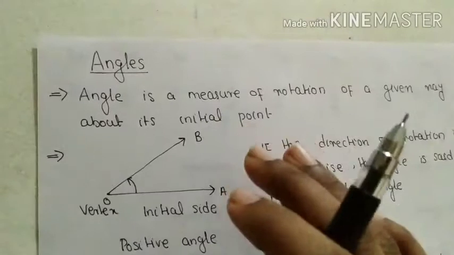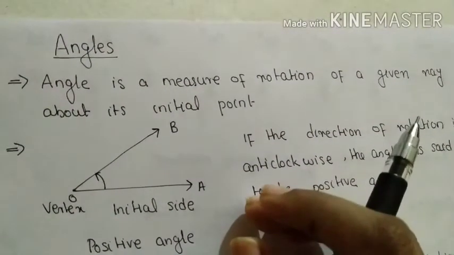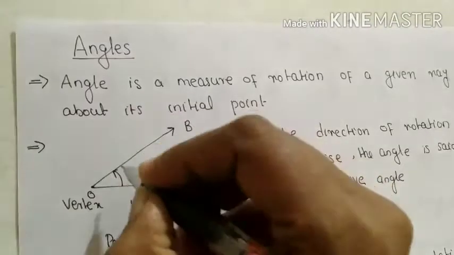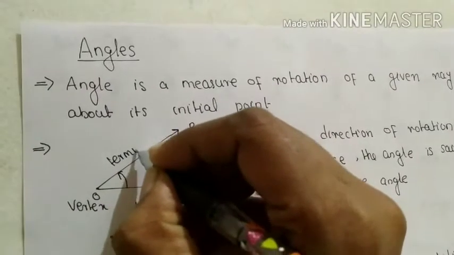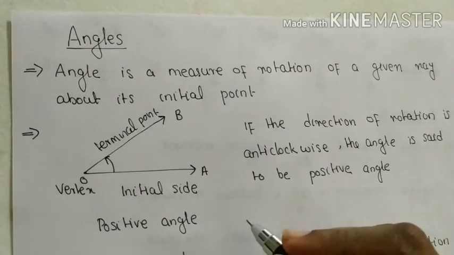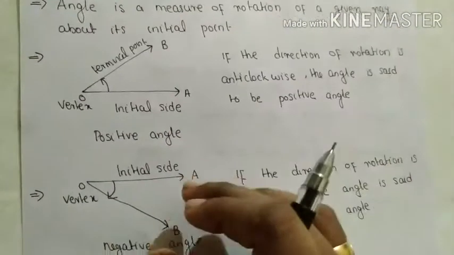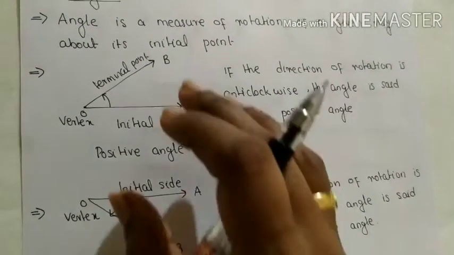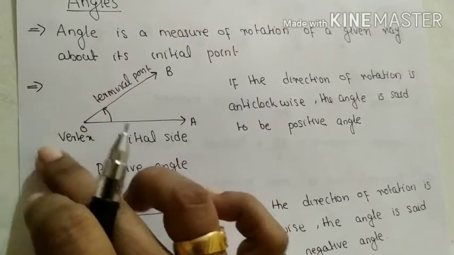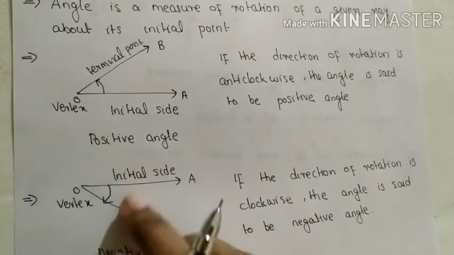Angles. An angle is a measure of rotation of a given ray about its initial point. So this is the initial point and this is the terminal point. So look at these two figures. In the first figure, the rotation is in anti-clockwise direction, and in this figure the rotation is in clockwise direction.